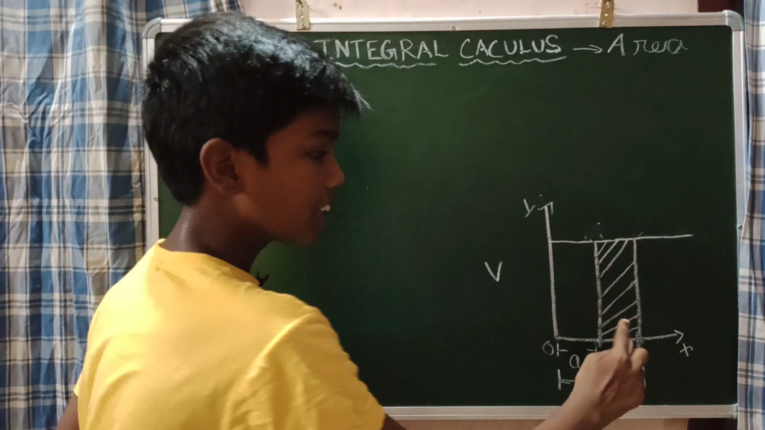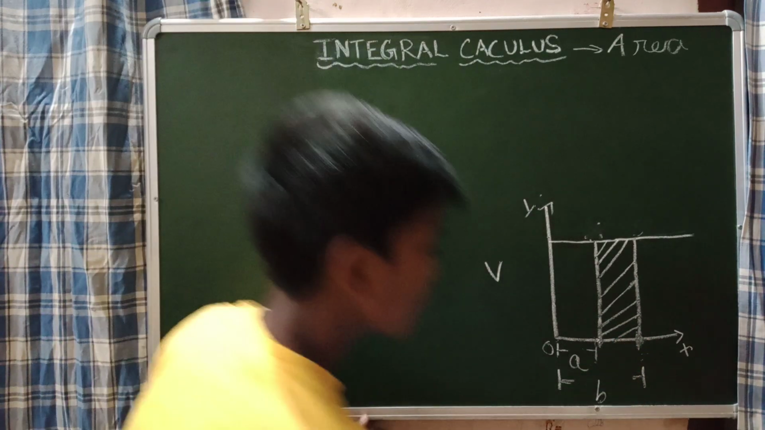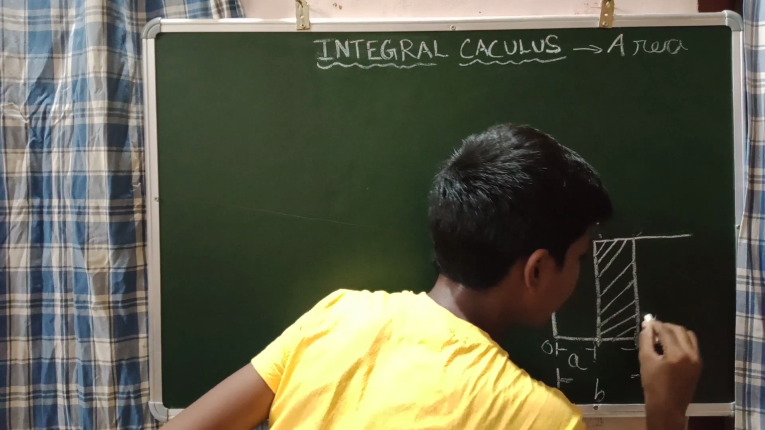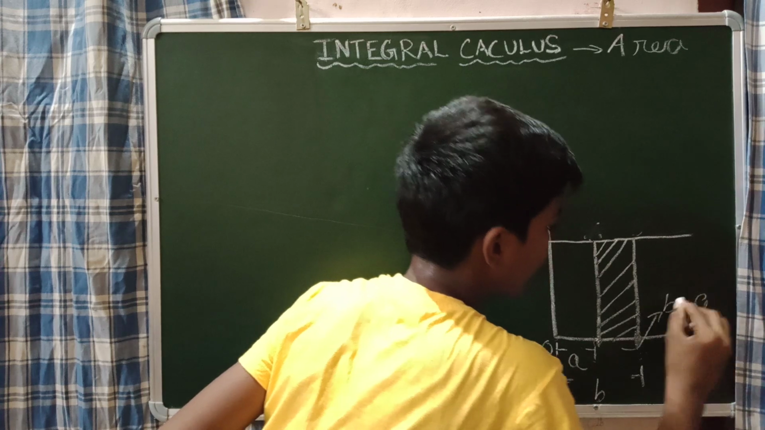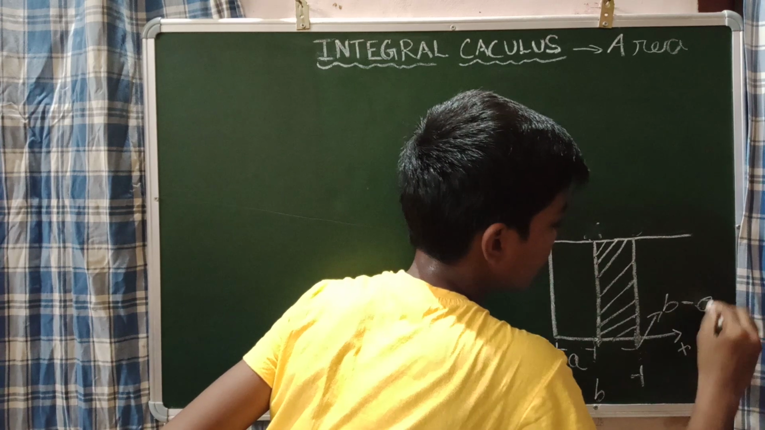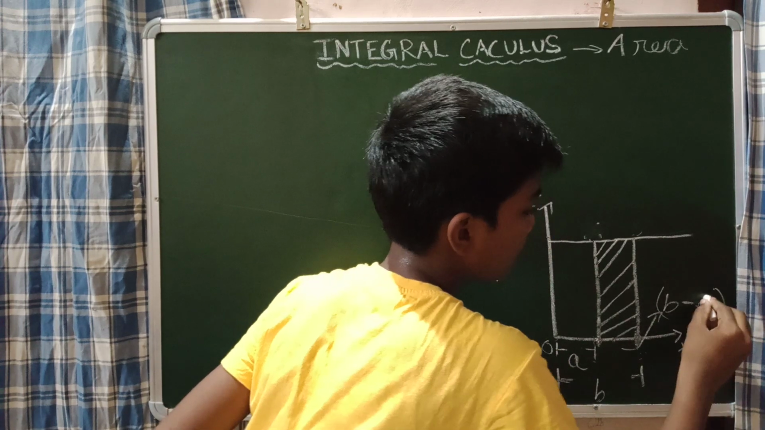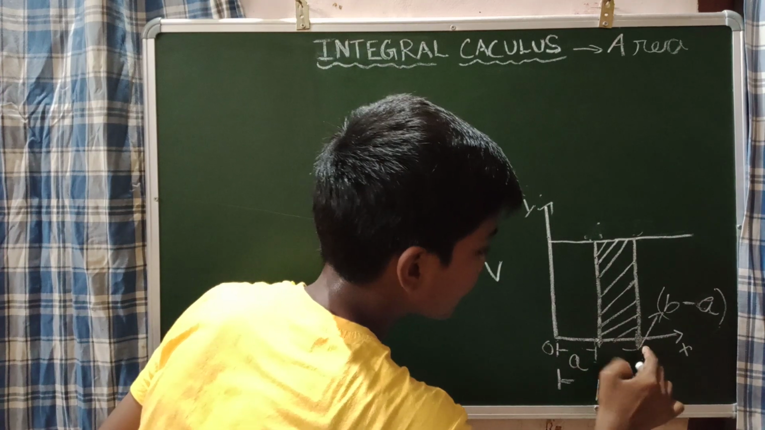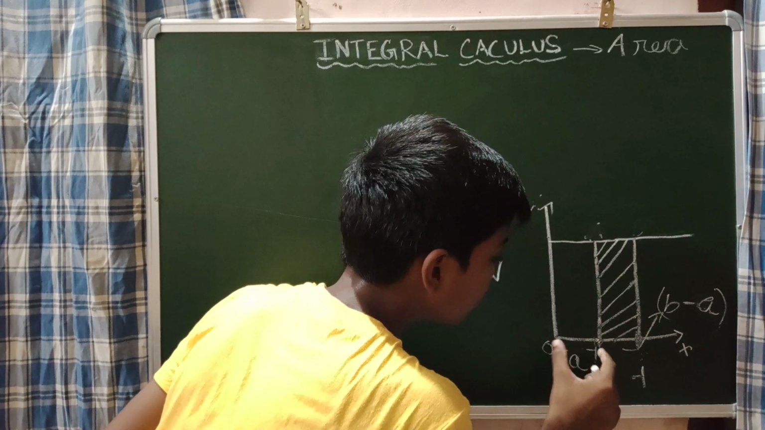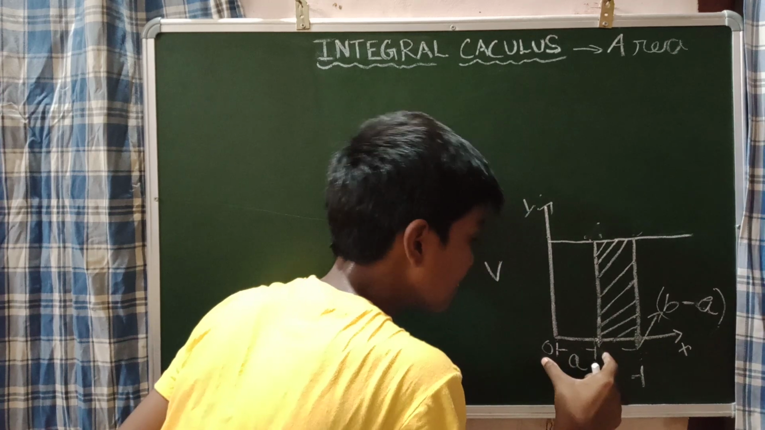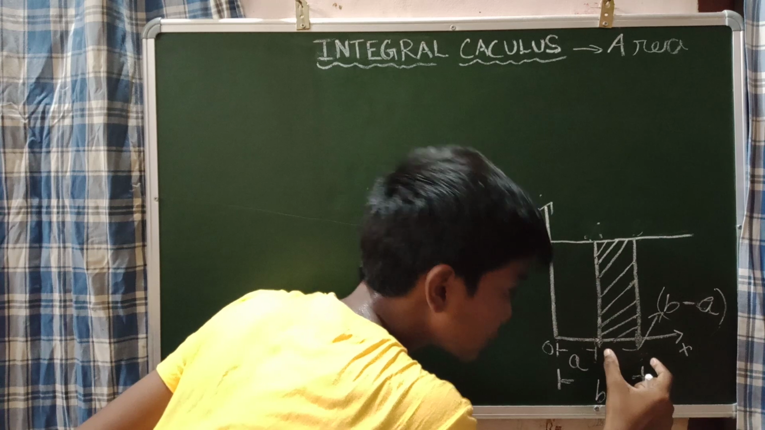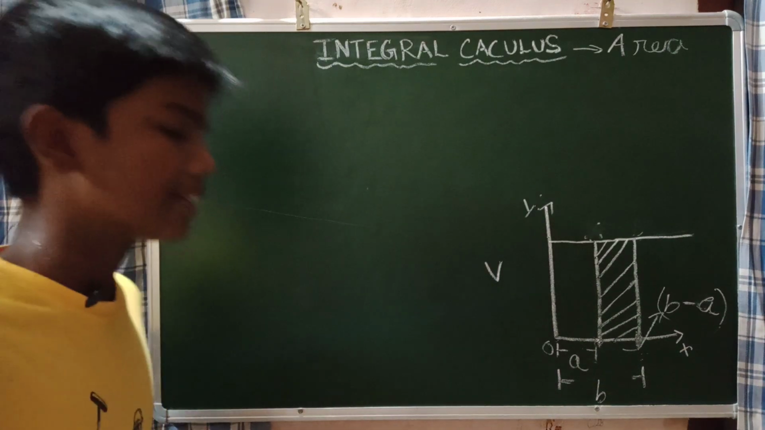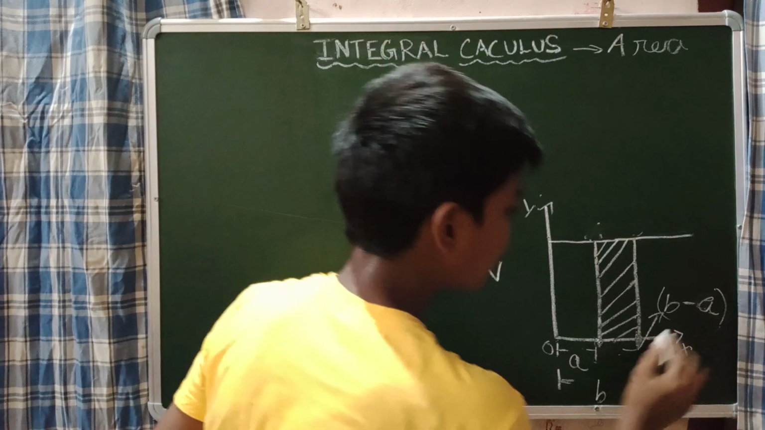Now, what will be the breadth of this rectangle? That will be B minus A. As usual all know, the total length from the origin to the second time interval is B, and from the origin to the first time it is A. So what will be this breadth? This will be B minus A.